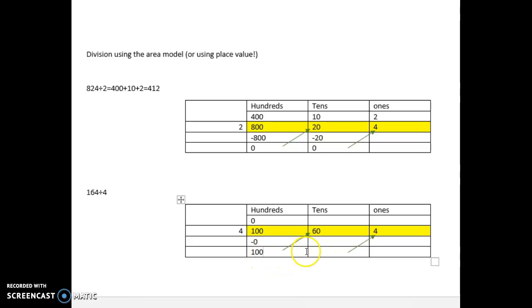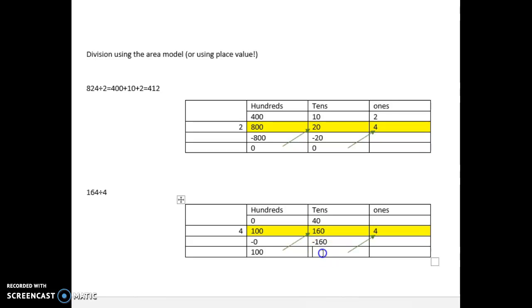So I'm going to regroup this 100, and I'm going to have 160 tens. Now I have a basic fact. 4 times how many tens will get me 160? Well, 4 times 4 is 16. So 4 times 40 would be 160.